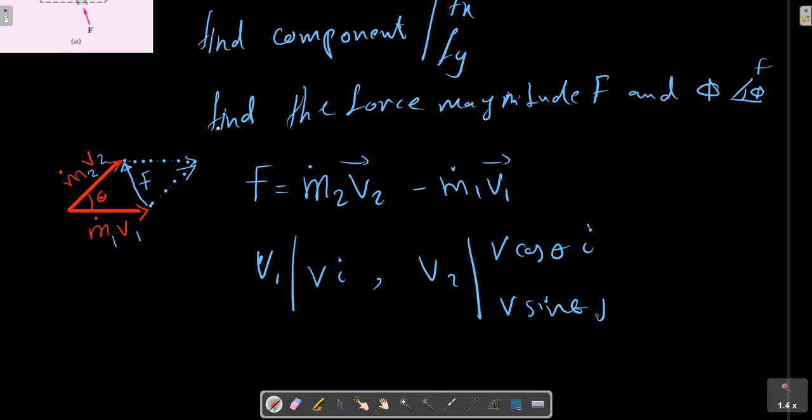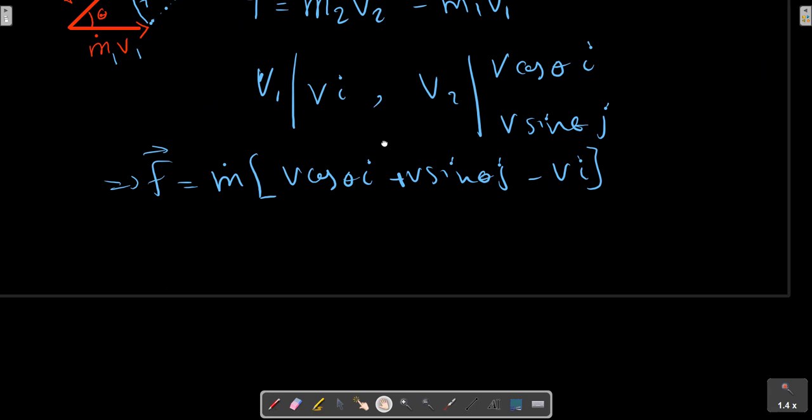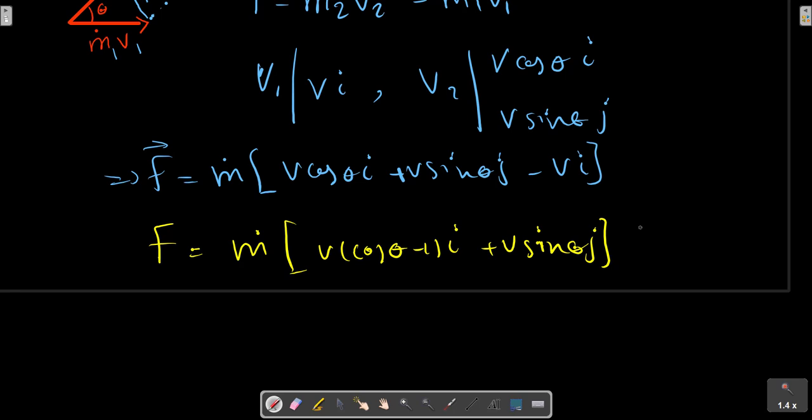So we can obtain F as a vector: m dot times v cosine theta i plus v sine theta j minus v i. So we can write the expression for the force as a resultant force on the vane. This is the magnitude of F. Let me add a page. We have an expression for F.